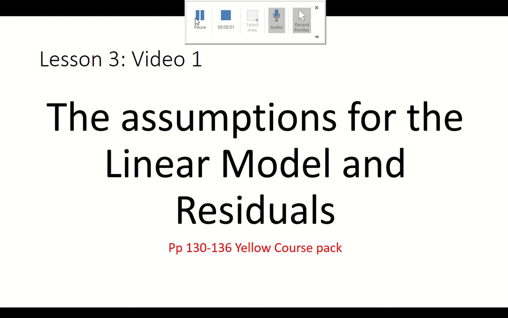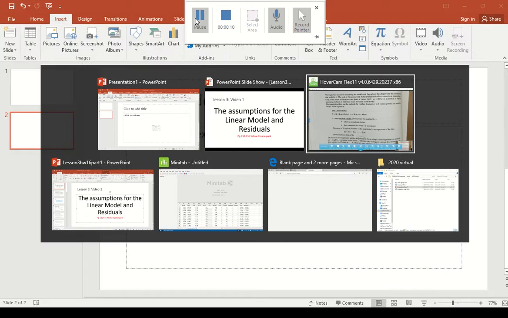Welcome to Lesson 3, Video 1. We're going to be talking about the assumptions for the linear model and residuals. This is found on pages 130 and 136 in your course pack.